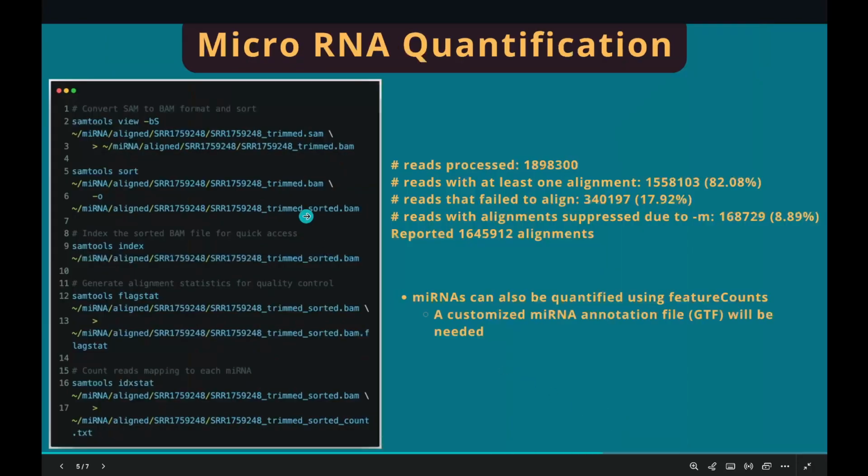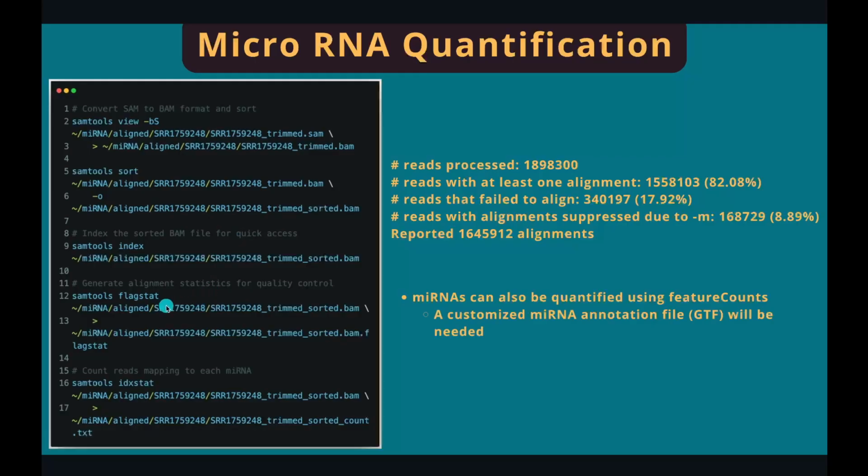So next, we convert SAM to BAM using samtools. First, convert SAM to BAM like this. And then we sort the BAM file and save to a new file. And then we index the BAM file. These steps are necessary for quantification.